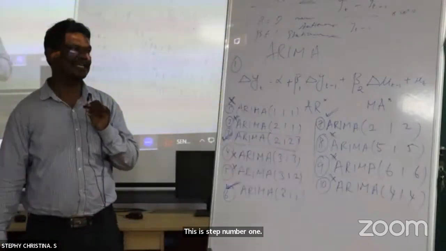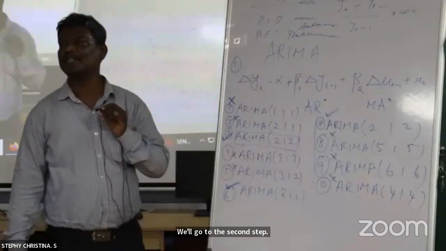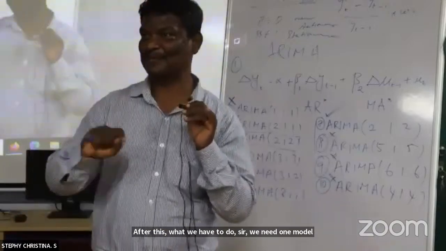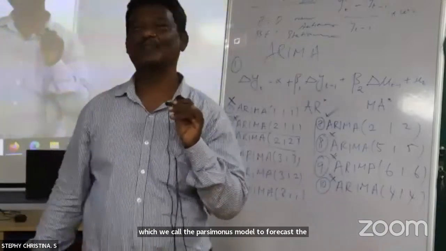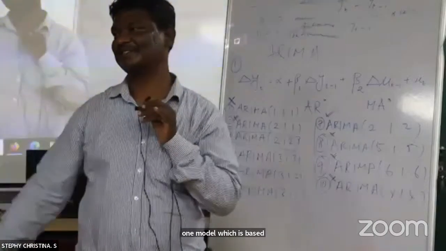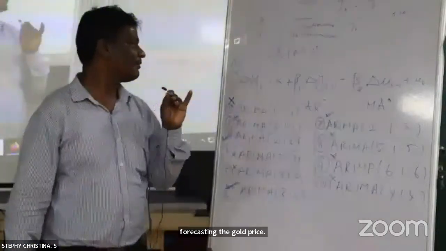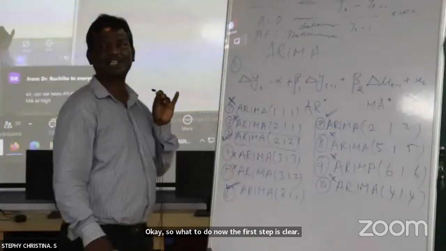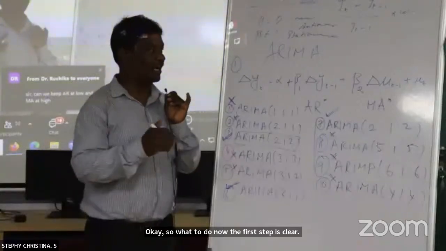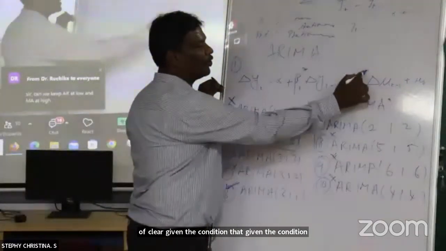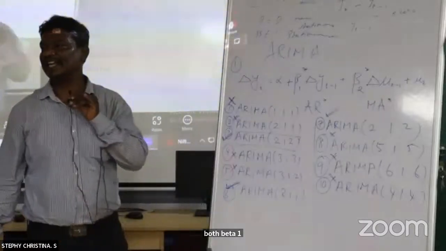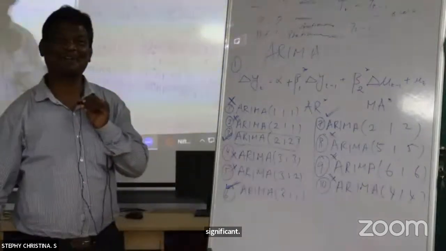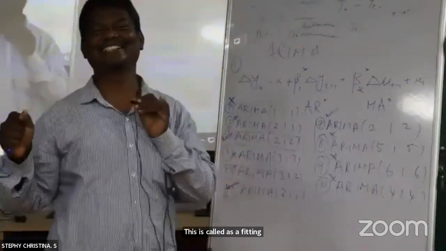We'll go to the second step. After this, what do we have to do? Sir, we need one model, which we call the parsimonious model, to forecast the gold price. So what to do now? The first step is clear. Given the condition, both beta 1 and beta 2 should be significant. This is called fitting of the ARIMA process. Fitting ARIMA, it's not easy.